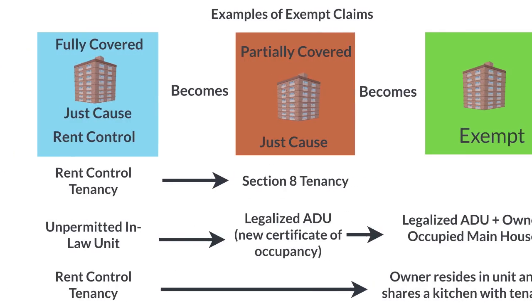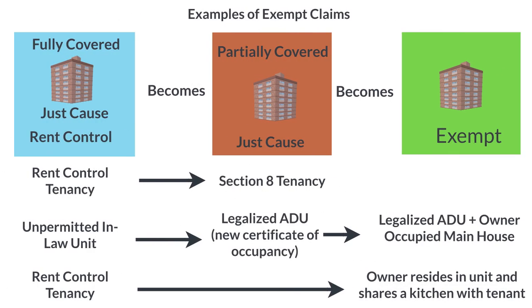This form is most commonly used when a legal condition surrounding the property is created or changed. A simple example might be when a fully covered unit is turned over and is rented to a Section 8 tenant. Section 8 tenancies are partially covered, therefore, the unit status would change from fully covered to partially covered. As evidence, the owner would provide the housing assistance payments contract.